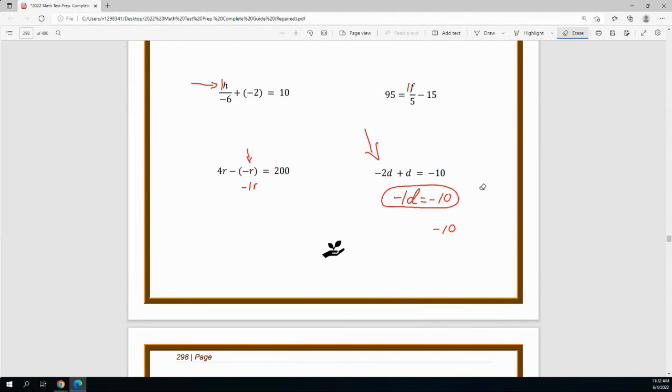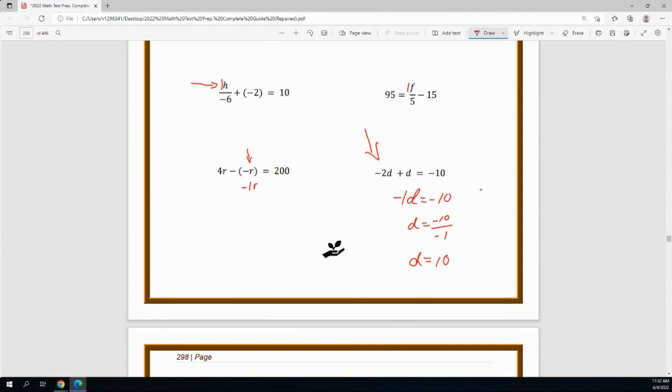So let me erase this so you can see what we're going to do next. So that's negative 1 times d. So what's the opposite of multiplying d times negative 1? It's to divide the other side by negative 1. So I'm going to have d equals negative 10 divided by negative 1. And a negative divided by a negative is a positive. So that's going to leave me with d equals 10.